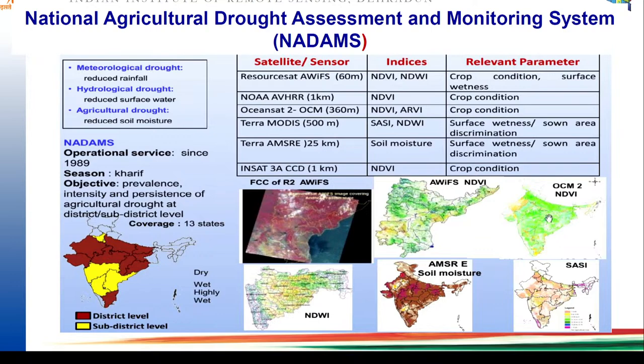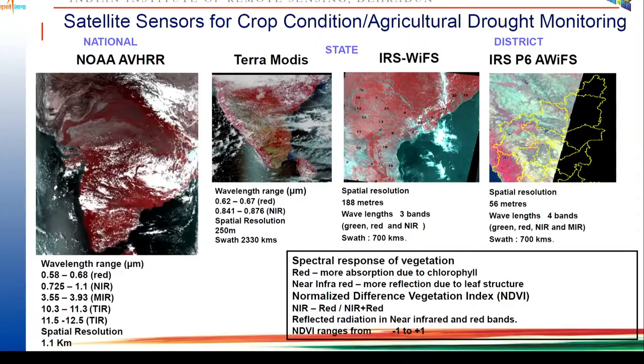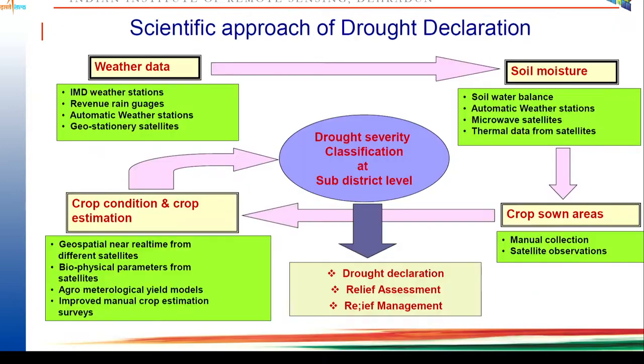Then we can also get drought impacted vegetation condition with OCM or advanced SWIFS satellite data. All can help to demarcate moderate, slight, and severe drought conditions. These are the NOAA, Terra MODIS, IRS WiFS, and IRS advanced WiFS data. All are useful for monitoring crop condition or agriculture drought, because these data are available on a daily or weekly basis.